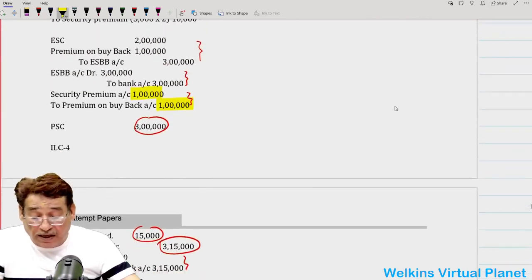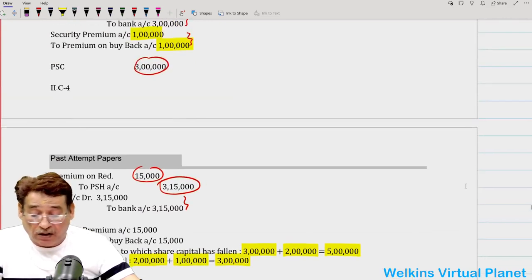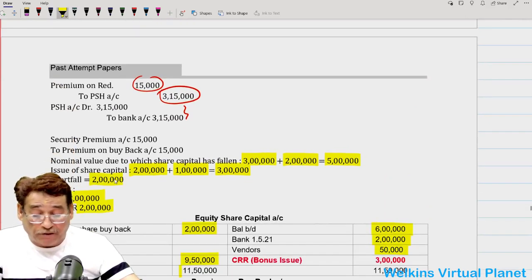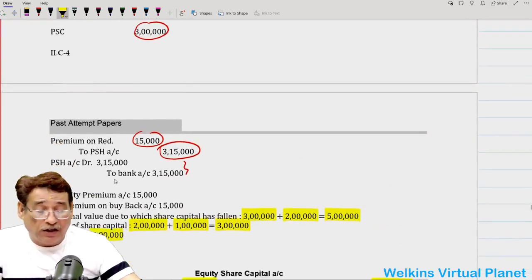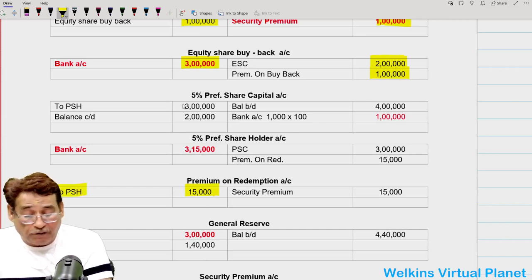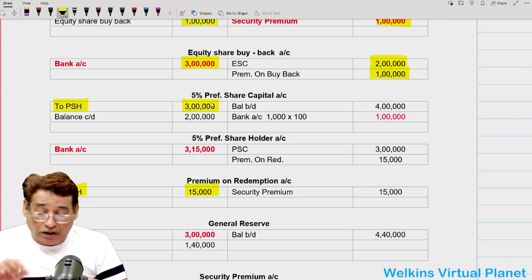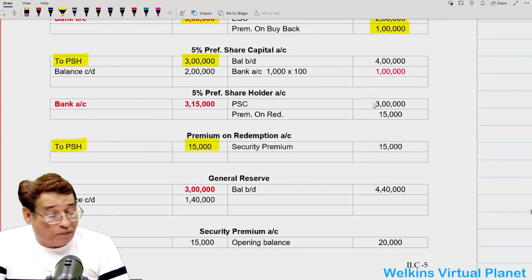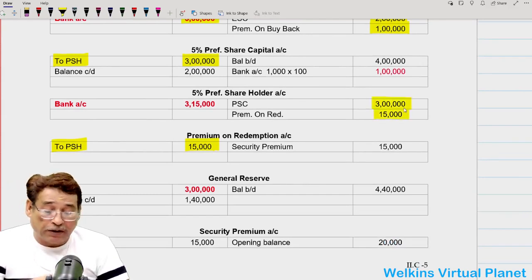Similarly, the next part is with respect to preference share capital. First entry is preference share capital account debit, premium on redemption account debit to preference shareholder account. So preference share capital account will get debited. Then premium on redemption account debit. So premium on redemption will get debited due to preference shareholder. Preference share capital will also get debited due to preference shareholder. So on the credit side of preference shareholder, we have written by preference share capital, by premium on redemption.